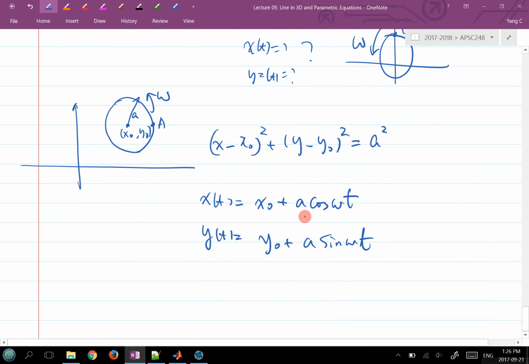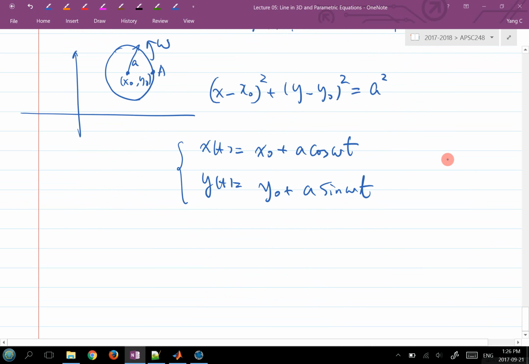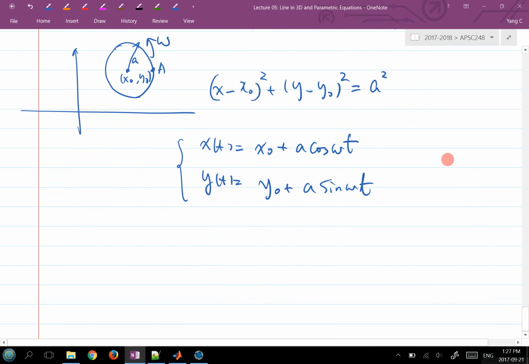Now this is a parametric equation, right? Before we move on, another thing we should get used to is writing down a parametric equation. You can always write down x of t, y of t, and z of t. The other way of writing a parametric equation is to write down the position vector r, which is x of t, y of t, and z of t.